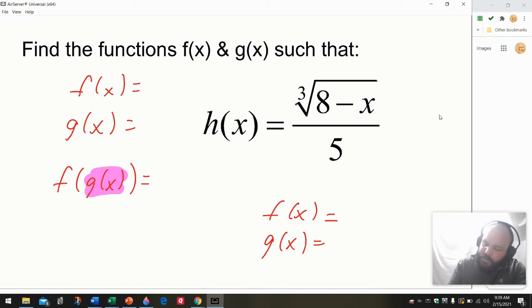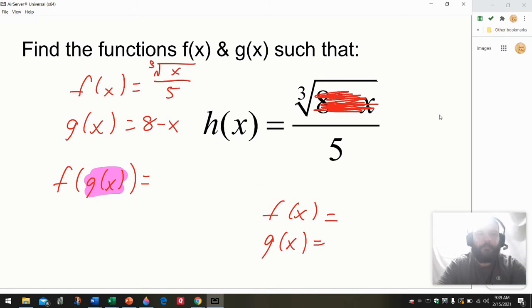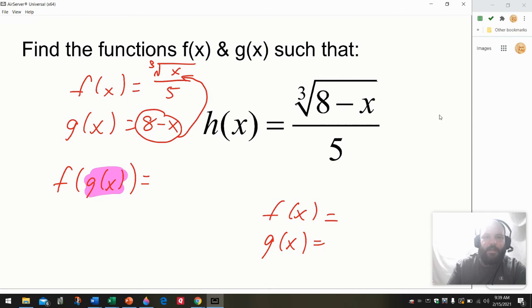The first thing we could do is look inside this cube root and see that there's an 8 minus x right there. We could say, all right, that 8 minus x is going to be our g of x, so I'm going to write 8 minus x for g of x. Now, if I removed all of this out of there, and with that blank space you do need to have a variable inside there, then the f of x, or the outer structure, would have been the cube root of x over 5, just like that. And you can see if I took this right here and plugged it in, I would get my original function, the one that's composed.